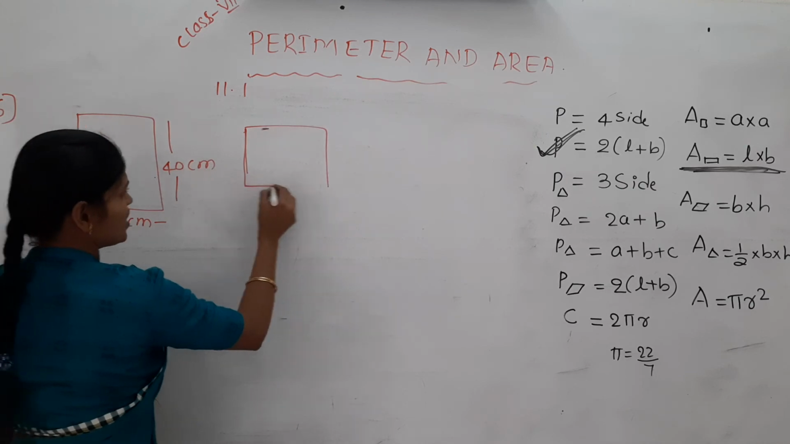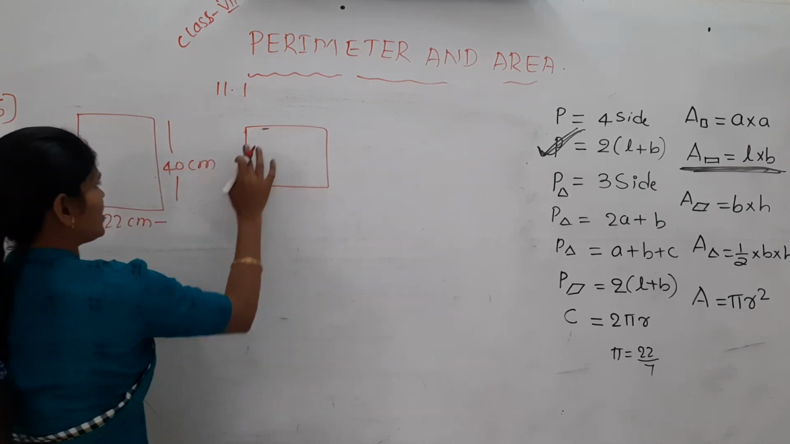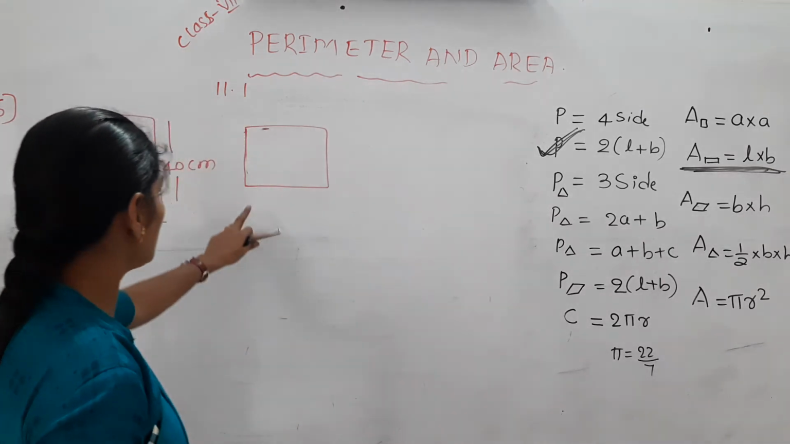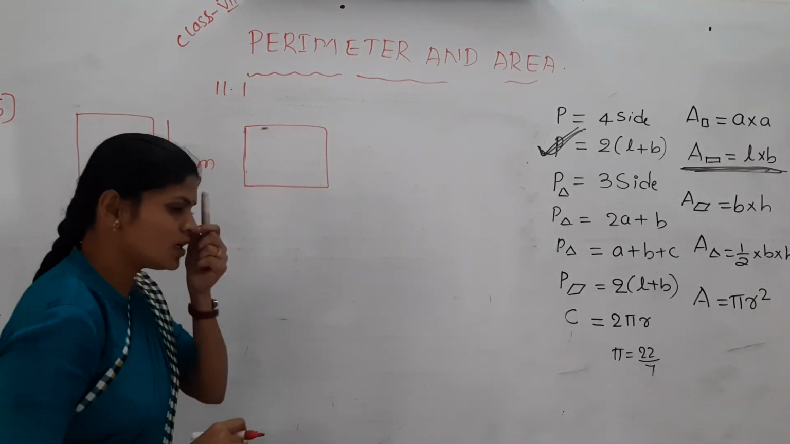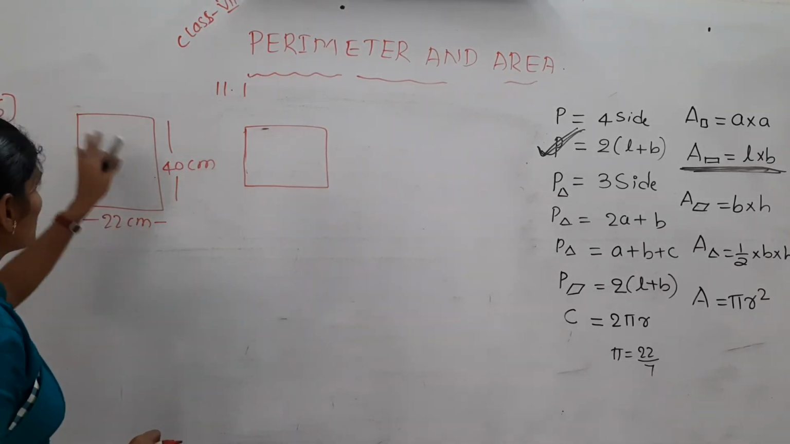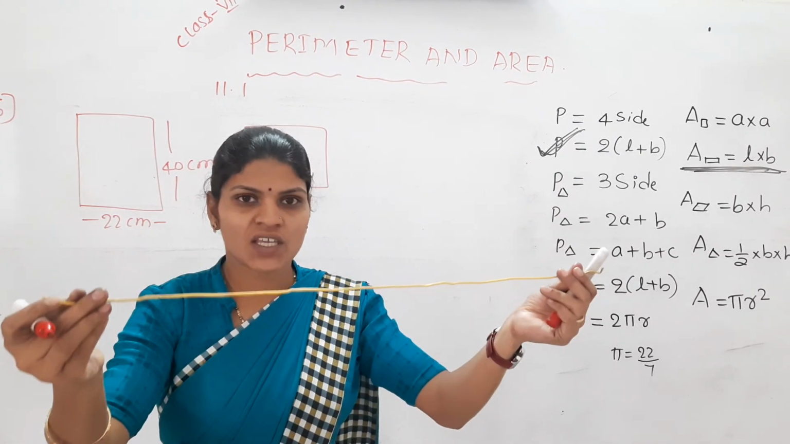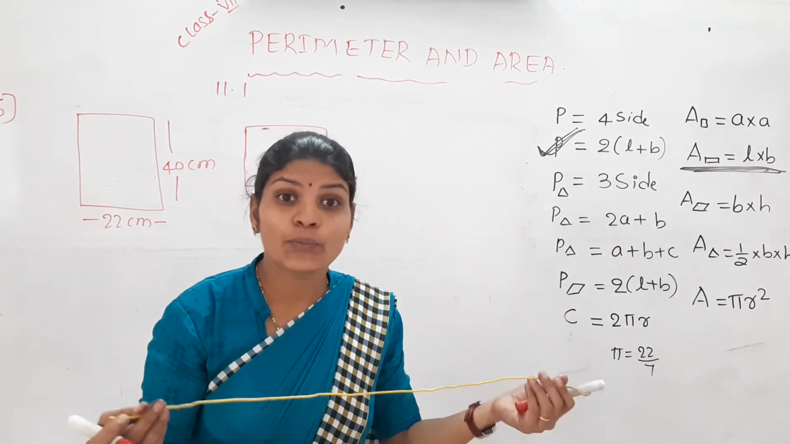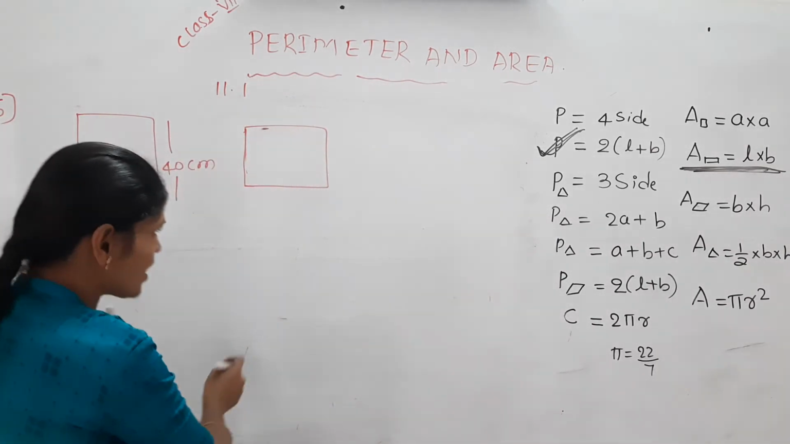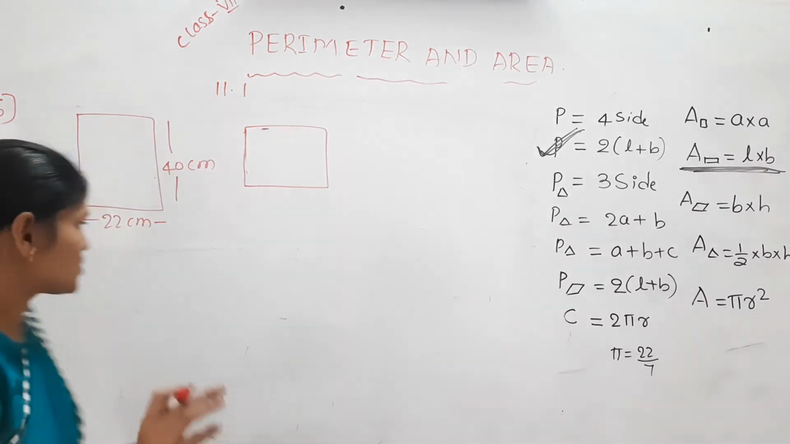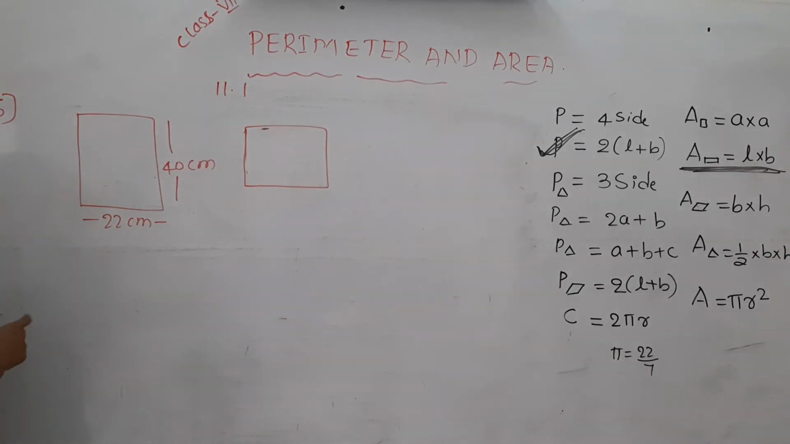Yes sir, the same length of the wire, if you bend in the form of a square, then what is the length of each side of the square? So the boundaries are the same. It is nothing but what? The perimeter of the rectangle as well as the square are the same here. Yes or no?